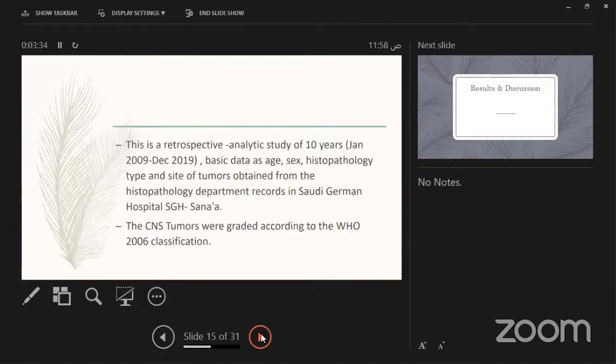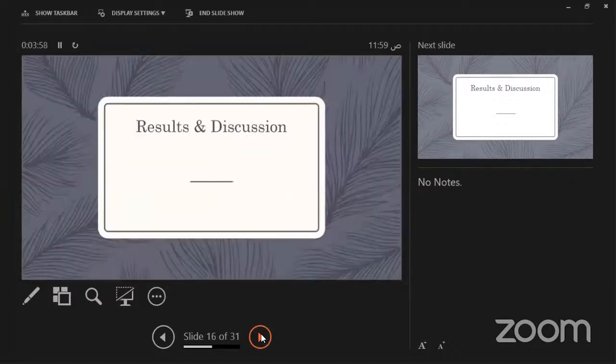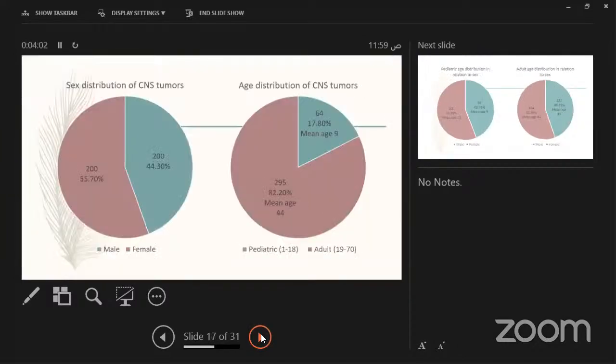This retrospective study was done in the histopathology department in Saudi German hospital. It is a retrospective analytic study for 10 years from 2009 to 2019. The basic data, as I said, age, sex, site, were taken from the histopathology department in Saudi German hospital. And the CNS tumors were classified according to WHO 2007.